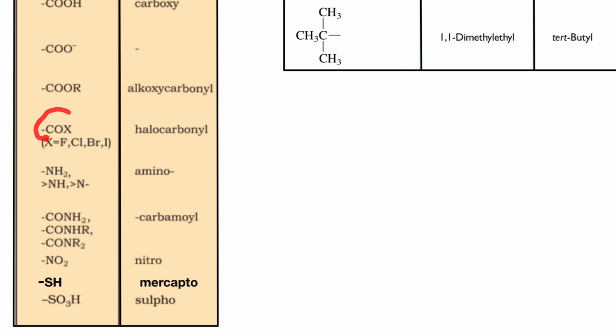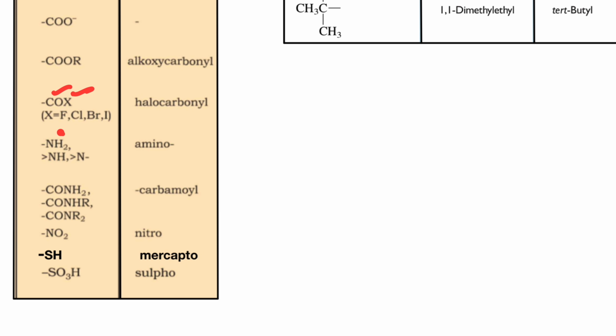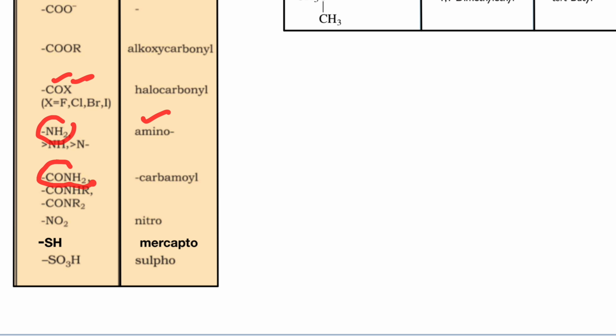For ether it is alkoxy, for carboxylic acid it is carboxy, for ester it is alkoxycarbonyl, for acid halide it is halocarbonyl, for amine it is amino, and for amide it is carbamoyl. These are secondary prefixes. For NO2 it is nitro, for thioalcohol it is mercapto, for sulfonic acid it is sulfo.